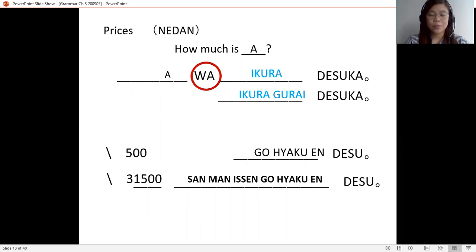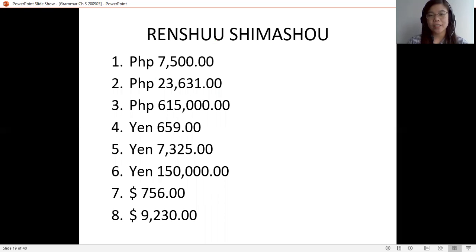Okay, so one more example. For the price, we have 31,500 yen. So let's use our 4-digit rule. So let's count: 0, 0, 5, 1. Then we're left with 3. So we have san, man. And then remember, we have to pronounce it as isen if there's a number in front. Isen go hyaku en desu. So let's try to practice using our examples here. Next, let's try to read our reibun in the textbook.